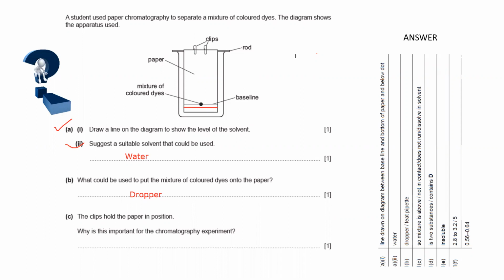So what is the reason? If the paper was not clipped, then what might happen? When the paper soaks up, yeah, that's right, the paper will soak in the solution, or it will mix with the solution. The paper might dip in the water completely, because as the paper is soaking up the solution, the mass of the paper is increasing, so that will cause the paper to slip. So the main purpose of the clips is to hold the paper in one position so it does not run, or move, or dissolve in or mix in the solvent.